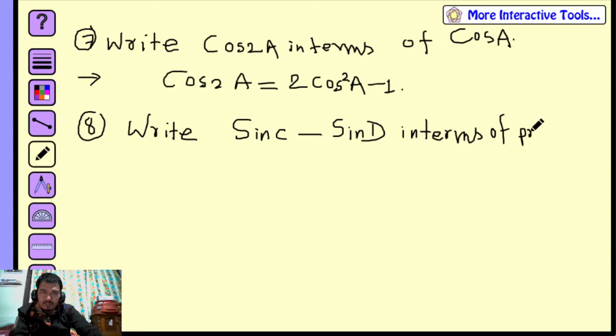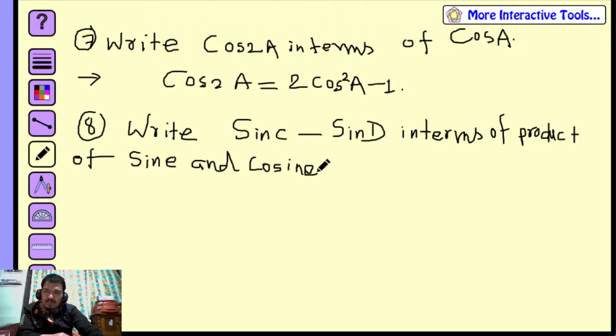It was given in full form, product of sine and cosine. It was a question of last year's SEE optional math. It was a question like this.